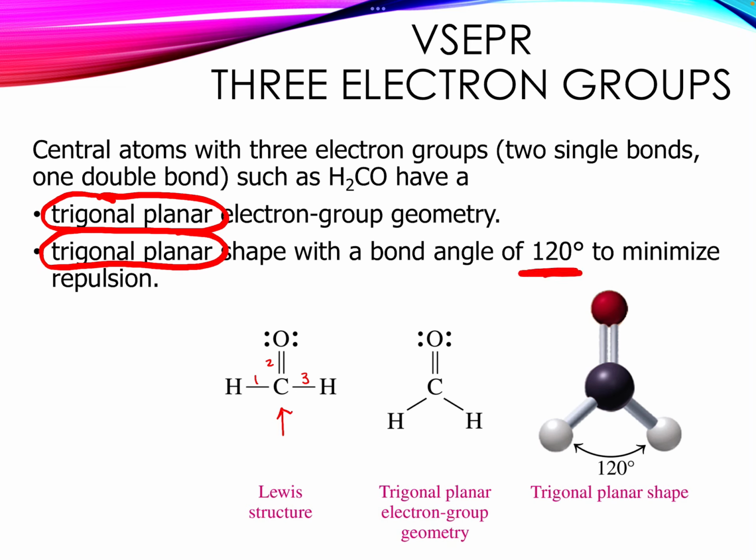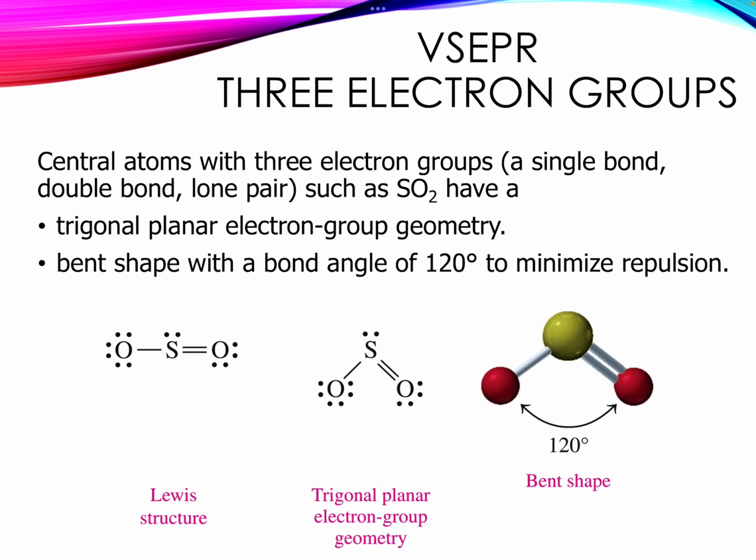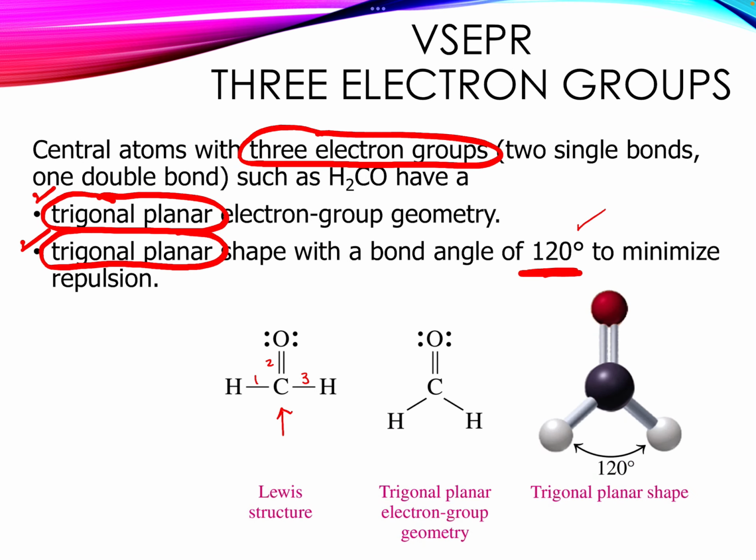So in linear, remember they were 180, and here they are 120. So again, remember, you need to remember the electron group geometry, the shape, and the bond angle. And this is with 3 electron groups around the central atom. All right, there's another way that we can have 3 electron groups around the central atom. So if you look at this one that we were just looking at, all of these 1, 2, 3, these are all bonds, right? Even though they're single bonds versus double bonds, they're all bonds.